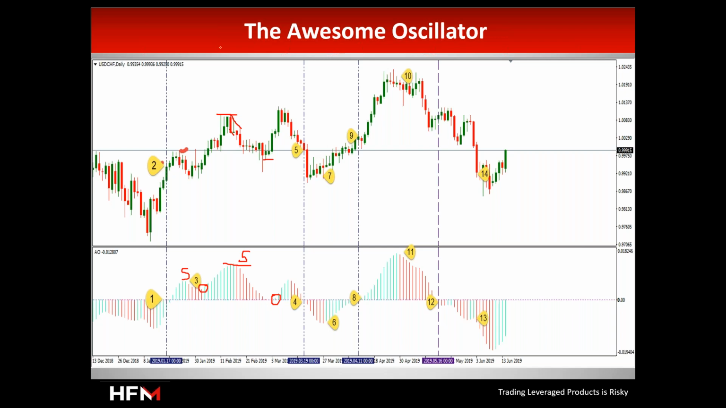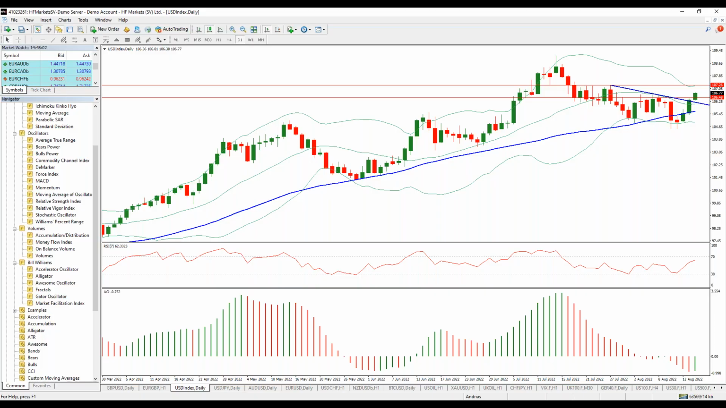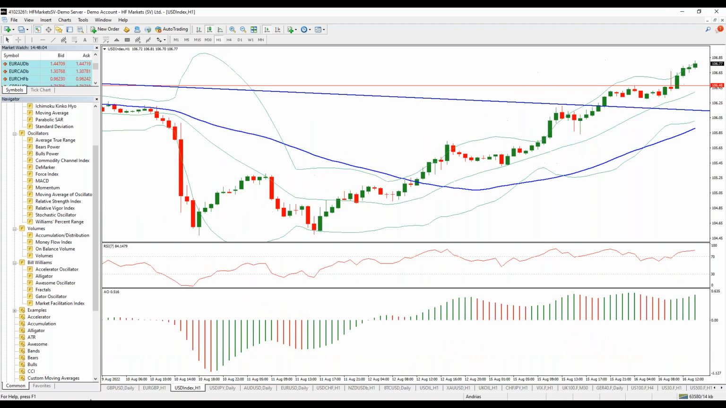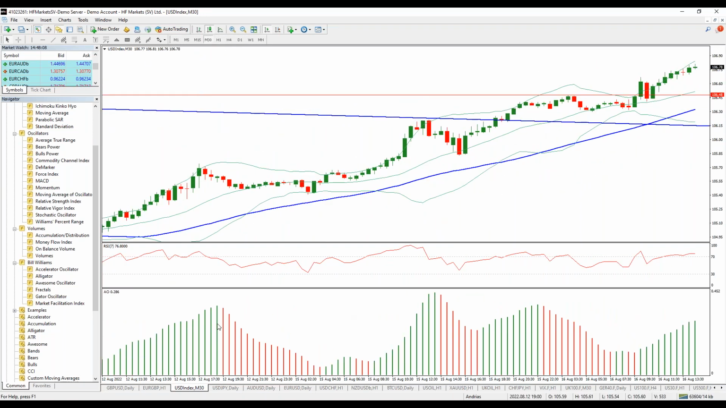Yes, the Awesome Oscillator is also in MT5 DRD. What is the time frame it will be used on? Any time frame. This is a daily chart, but if you're an hour trader, you can use it on 1 hour, that's fair enough, or 30 minutes. It's up to you, okay? It's just up to you, really.